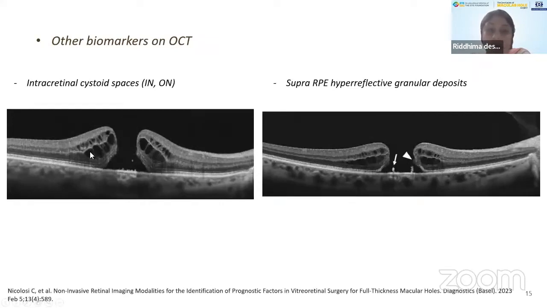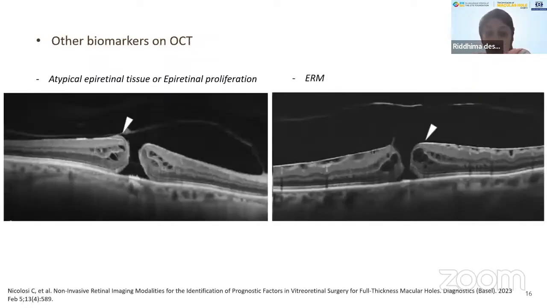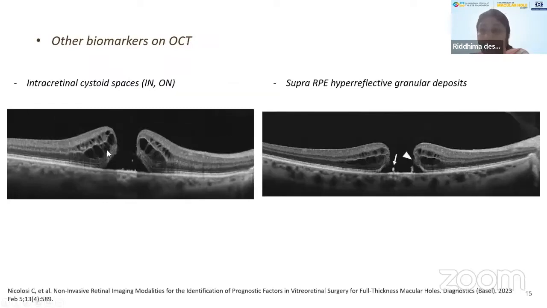There is no consensus regarding the prognostic value of intraretinal cystoid spaces, but one study from LVPEI Hyderabad by Dr. Jay Chhablani has shown that presence of these cystoid spaces may be associated with good visual and functional outcomes, provided a good amount of functional retinal tissue is present at the site of the macular hole. Supra-RPE hyperreflective granular deposits are indicators of photoreceptor damage. So this is associated with poor visual prognosis.